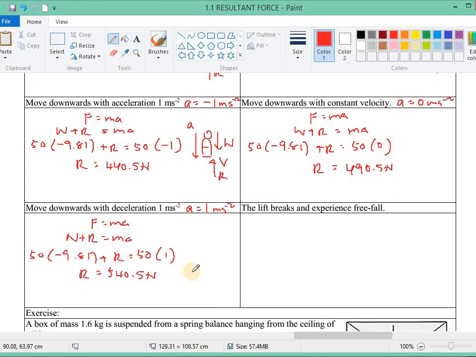So the reaction is 540.5 Newton. Okay, you see now the reaction is larger than the weight, because going down but getting slower and slower. Decelerate, that means the force upward must be bigger than the force downward. So make it decelerate. When you're going down, decelerate, getting slower and slower. Very logical.